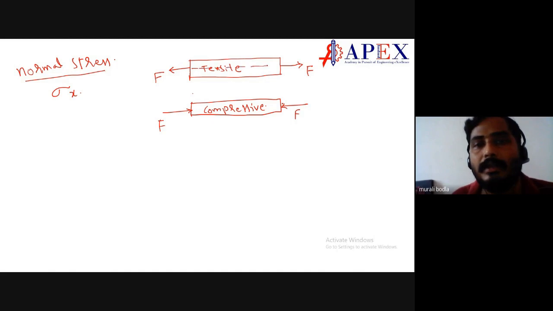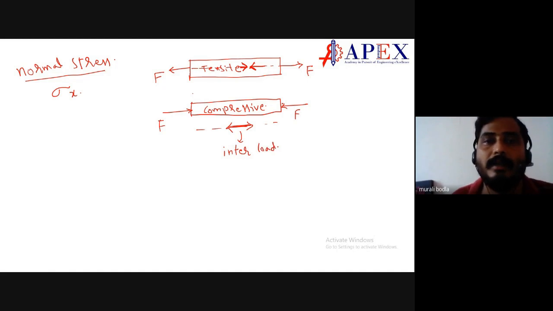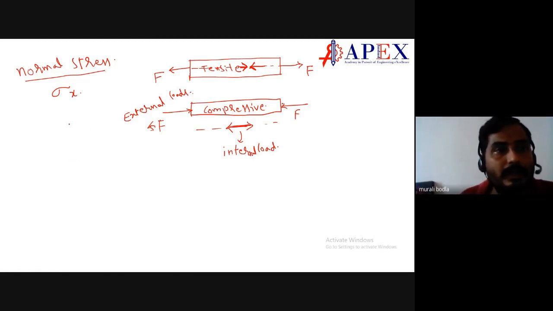For a tensile load, the internal force looks like this, because they are trying to resist the external load. So if I want to represent internal load for a tensile stress, it looks like this, and for compressive stresses, the internal load looks like this. So this is the internal load representation developed inside of the component for external compressive loads. Okay, this we are calling external loads. So due to this you will develop normal stress.